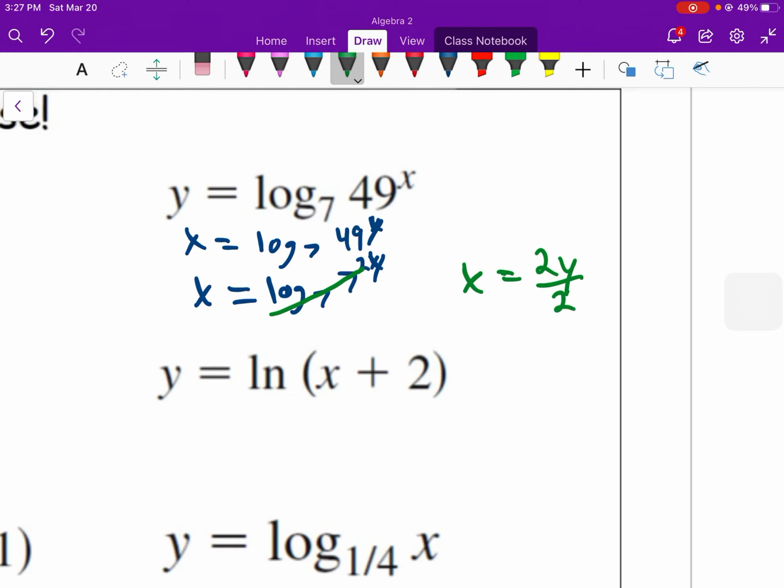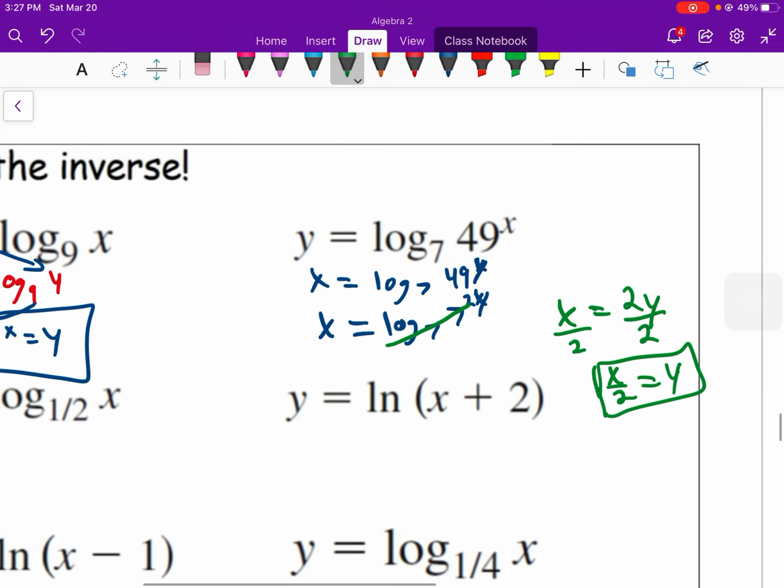And then finally, to get y by itself, we can divide both sides by 2. So x divided by 2 equals y. That's the inverse.